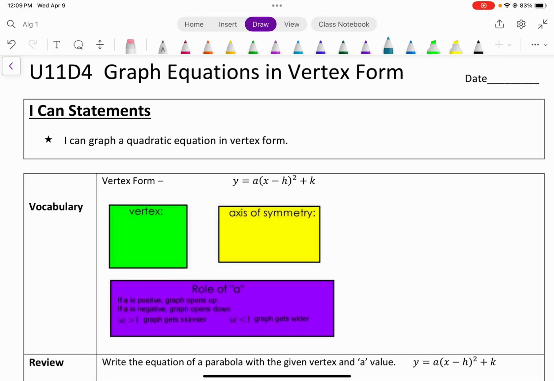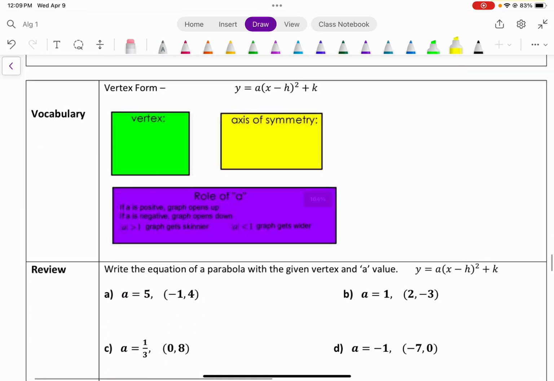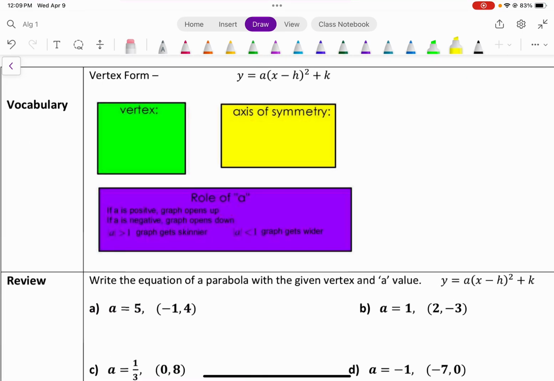We've talked about factored form, we've talked about standard form, and now we're going to talk about vertex form. Take a minute and think, why might we call this vertex form? We call it vertex form because just by looking at the quadratic, we are going to be able to figure out the vertex. So vertex form is y equals a times x minus h squared plus k.